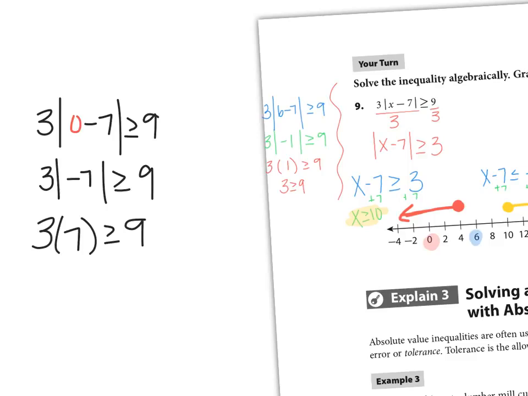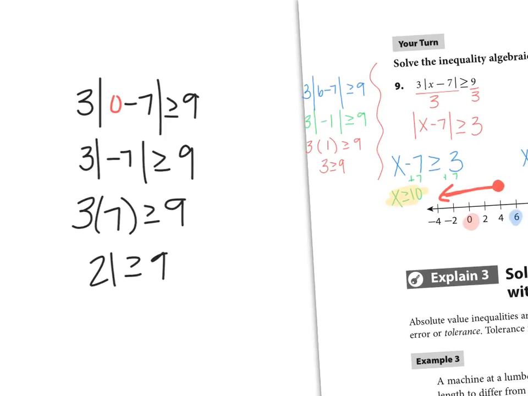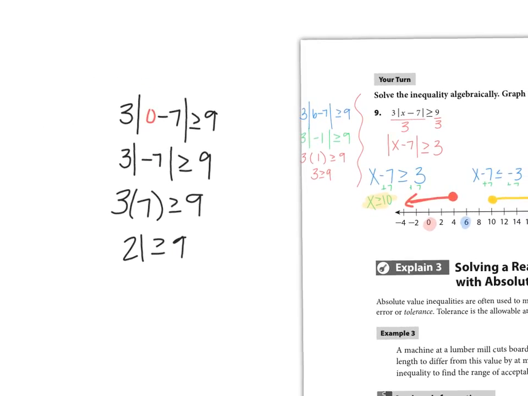What is 3 times 7? 21. Is 21 greater than or equal to 9? So that one worked out to be something that was true. Okay, let's pick another number that's in the yellow section. So what's a number in the yellow?